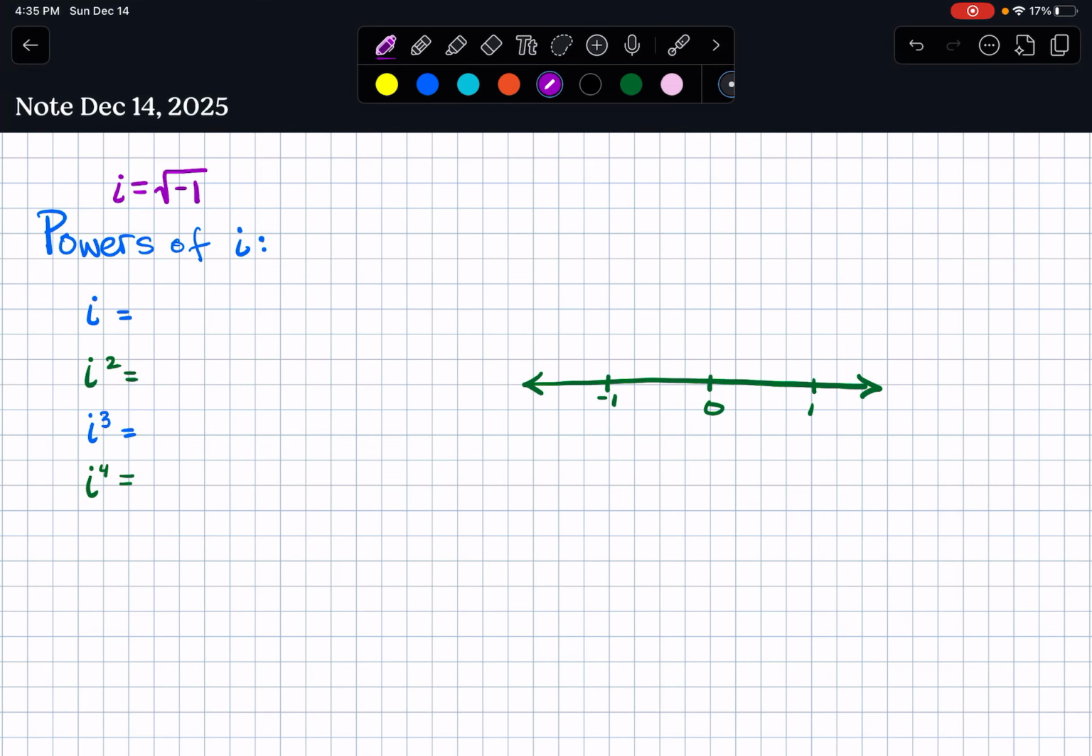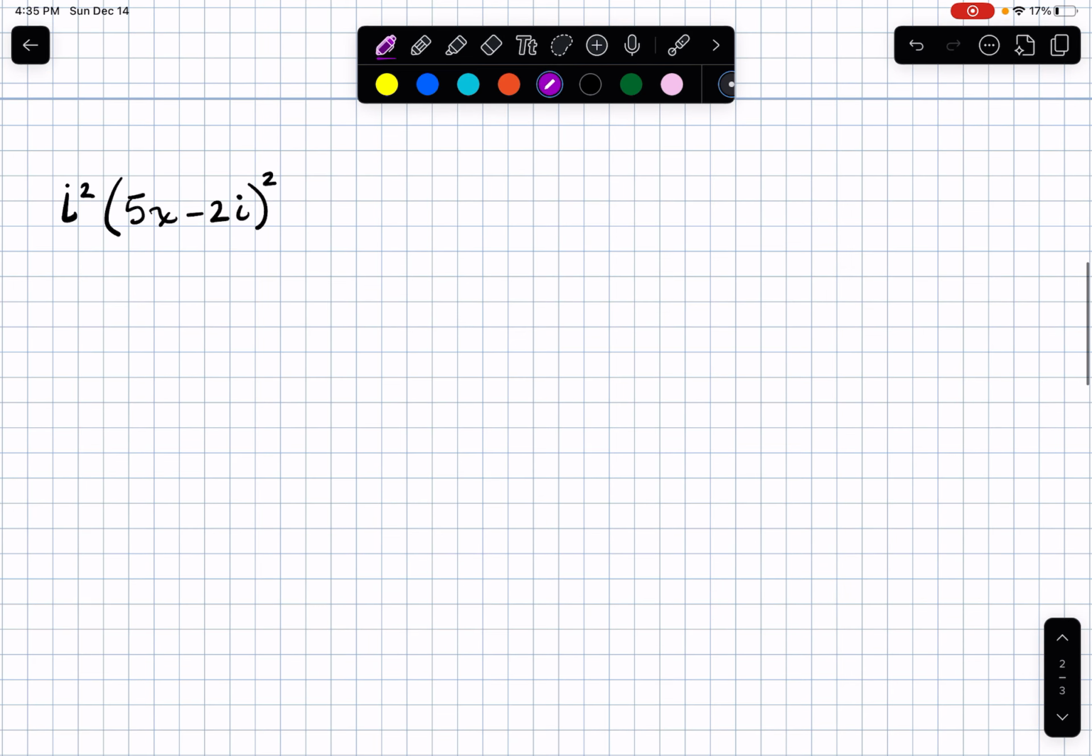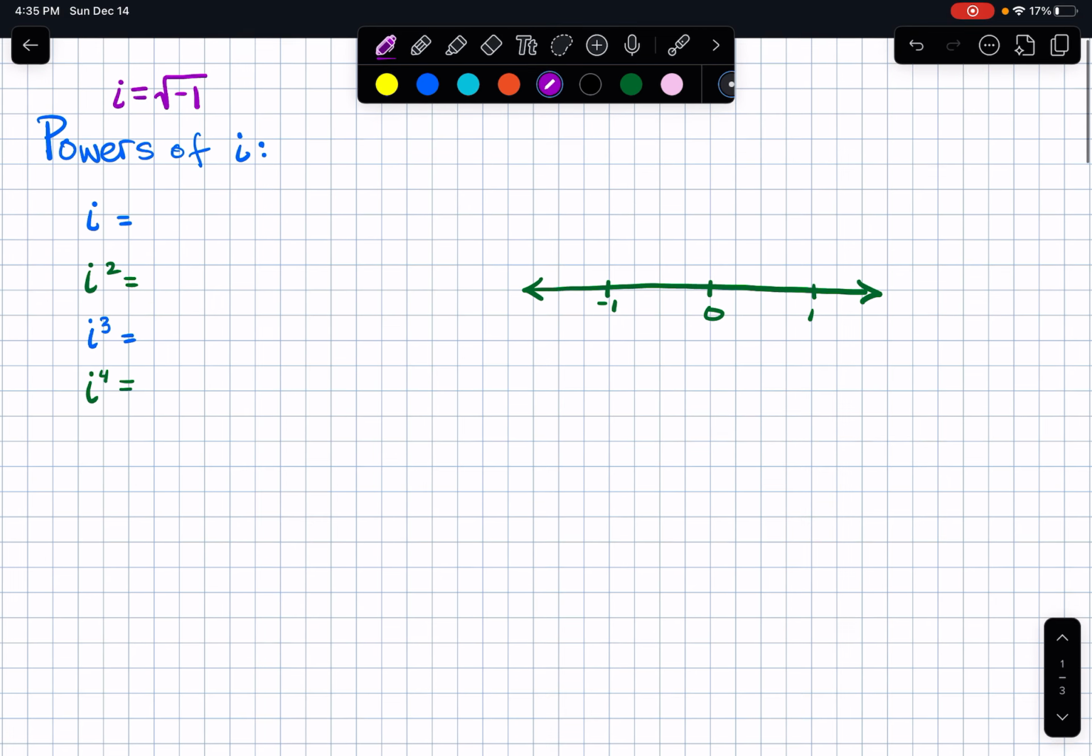In this video, we're going to look at two things. We're going to look at the powers of i, and then we're going to apply that to see how we can do operations, multiplication, combining like terms, etc. with complex numbers. Let's begin with the powers of i.